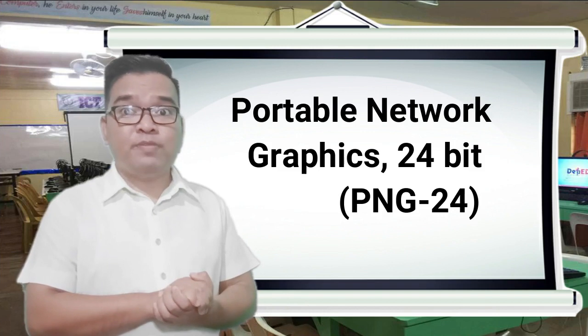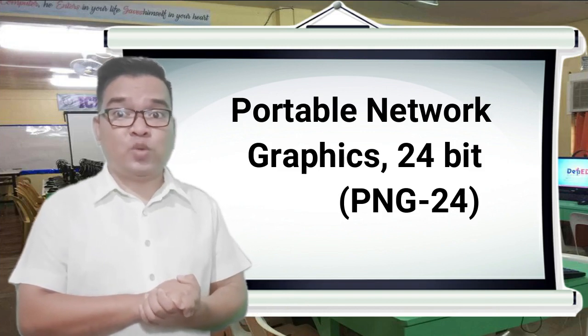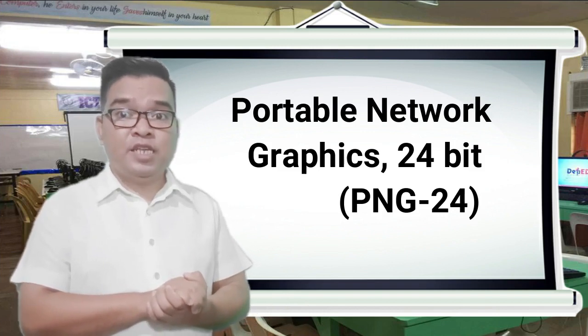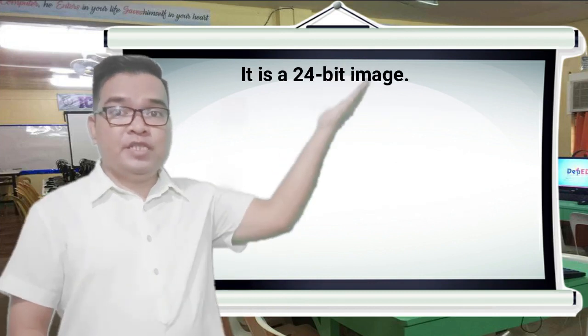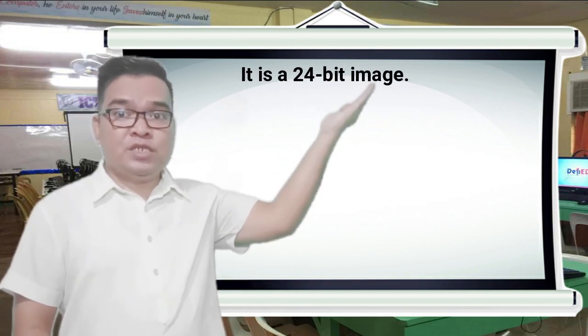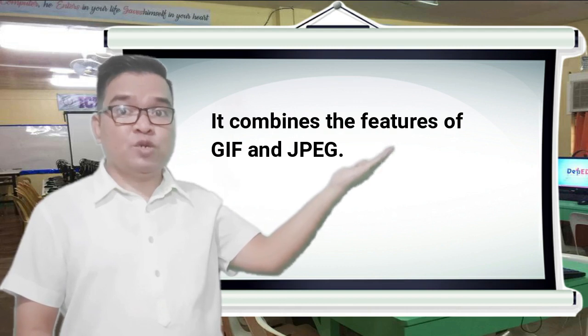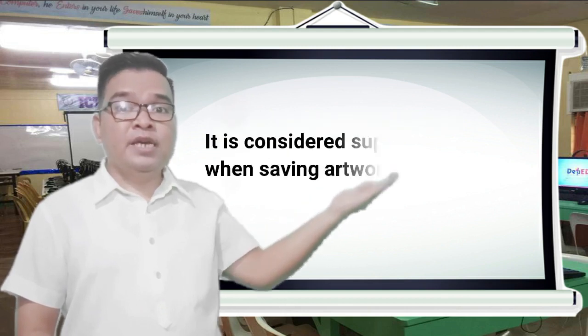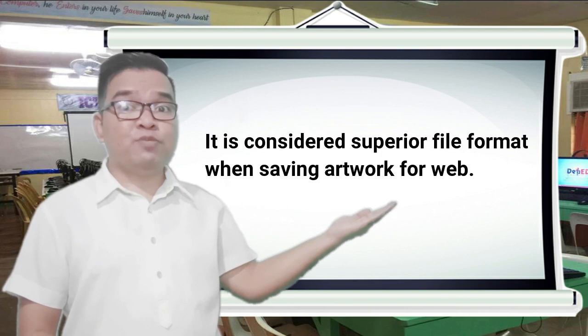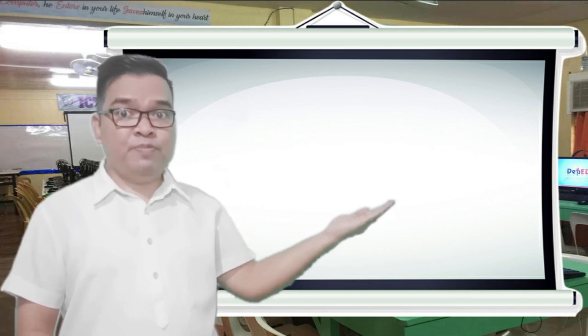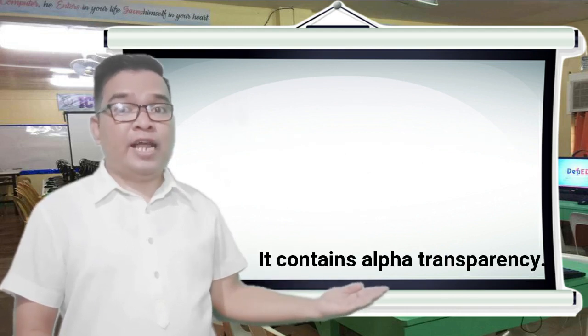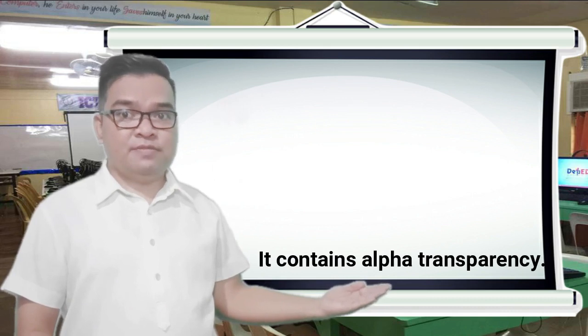The last file format is Portable Network Graphics 24-bit or PNG24. It is a 24-bit image. It combines the features of GIF and JPEG. It is considered a superior file format when saving artwork for web, and it contains alpha transparency.